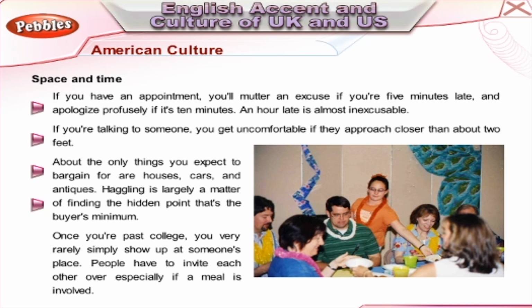About the only things you expect to bargain for are houses, cars, and antiques. Haggling is largely a matter of finding the hidden point that's the buyer's minimum. Once you've passed college, you very rarely simply show up at someone's place. People have to invite each other over, especially if a meal is involved.